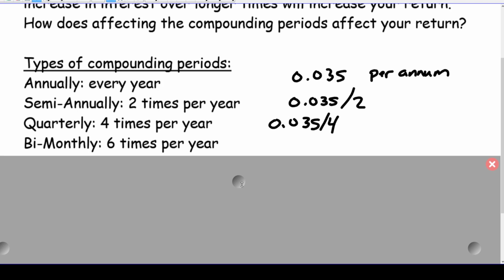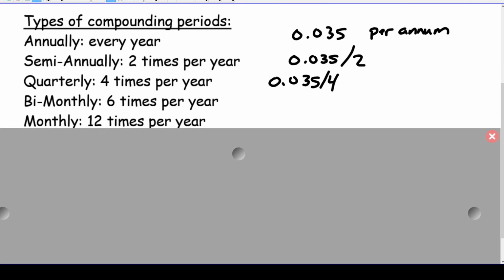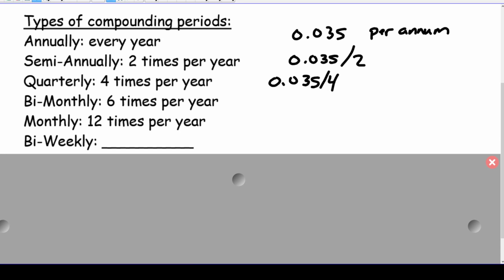Bi-monthly, 6 times per year, twice per month. And I'm always shocked at how many students sometimes don't remember some of these numbers. Monthly is usually remembered, but I have had some students not know that there's 12 months in a year. This one is the one that messes people up the most. If anybody has a job, you usually get paid bi-weekly, which means every 2 weeks. If you get paid every 2 weeks, how many times per year are you getting paid?